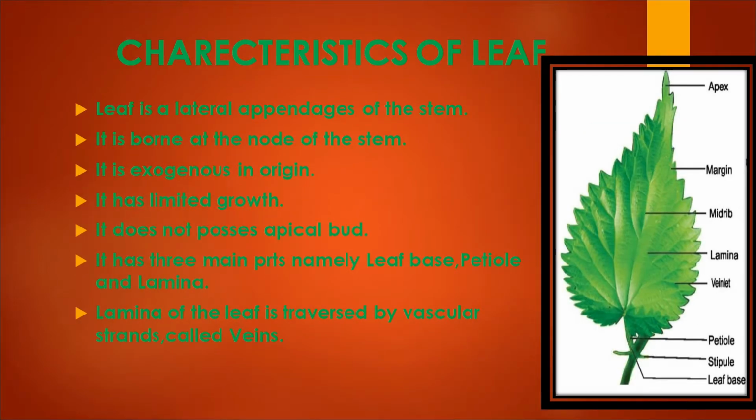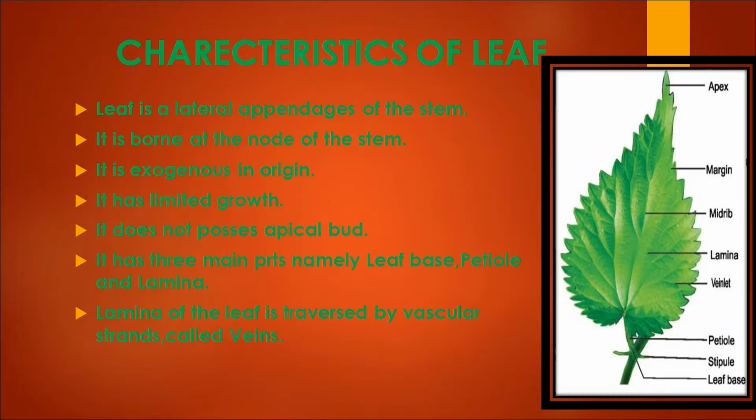What are the characteristic features of the leaf? Leaf is a lateral appendage of the stem. They are attached to the stem. They are borne at the node of the stem. They are exogenous in origin. They are attached laterally, outwardly to the stem. They have limited growth. They cannot keep on growing bigger and bigger. They do not possess any apical bud. Only the stem will possess the apical bud.